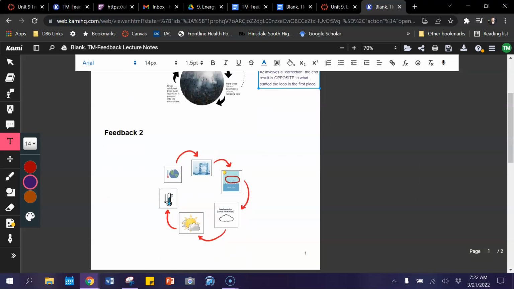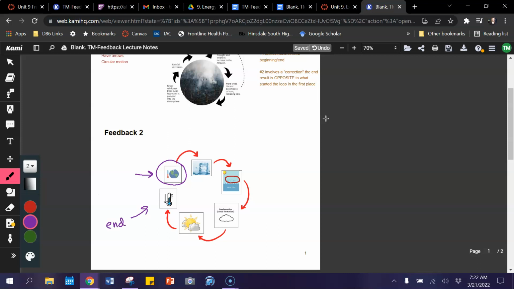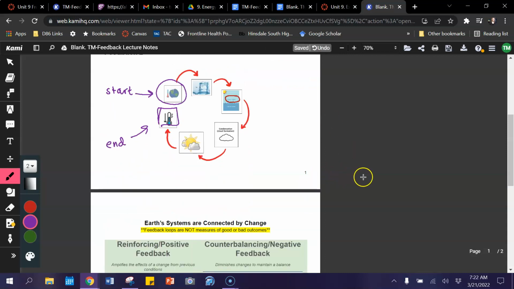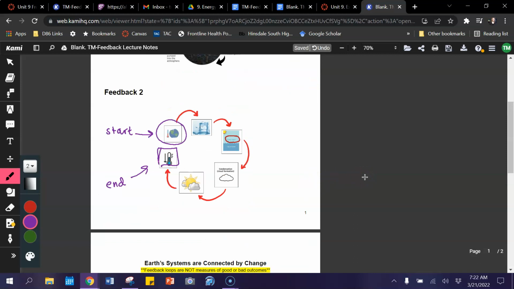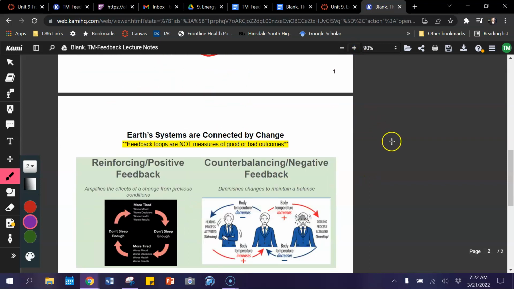If you take a look at feedback 2, here's what I'm talking about. Here was the start where we had our Earth's temperature going up, and then this is the end where you have the temperature going down. So basically, the end result is opposite or countering what we actually started with. Okay, so let me blow this back up again.